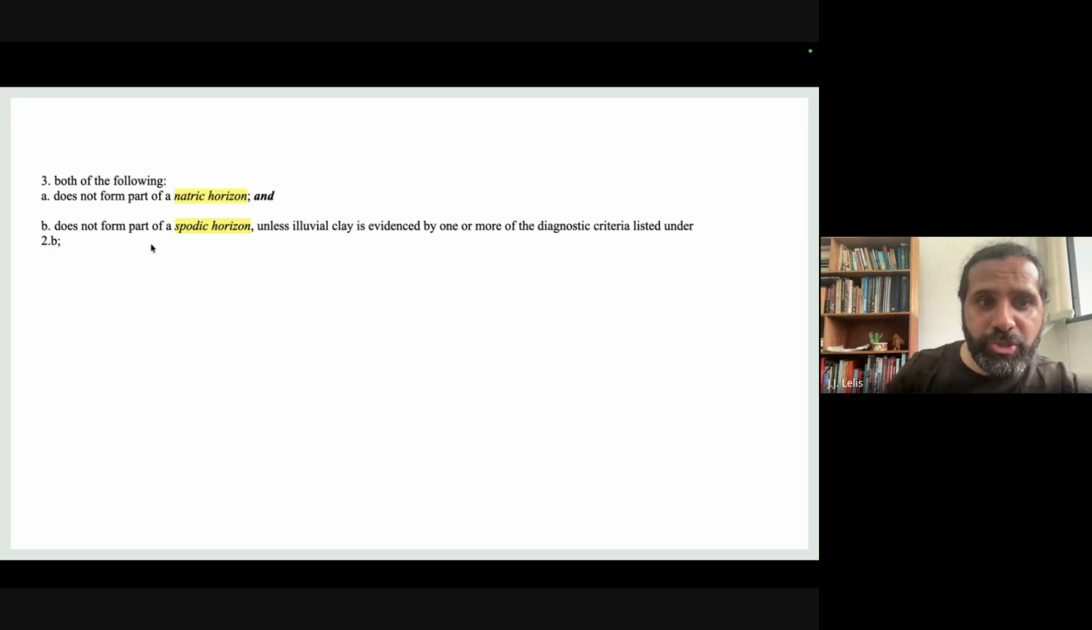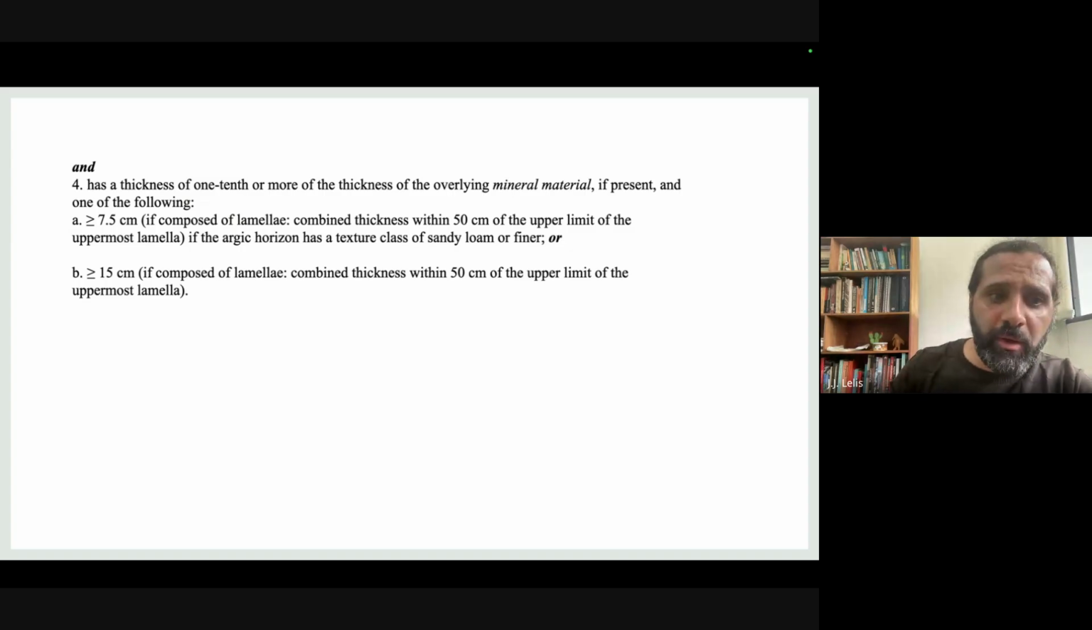So in this case, you must classify it as a spodic horizon and also as an argillic horizon. Okay, I think the results will be much more interesting to see this, and then you can understand even better. Okay, and also we saw that the argillic horizon could be composed of lamellae, and this also changes the thickness.